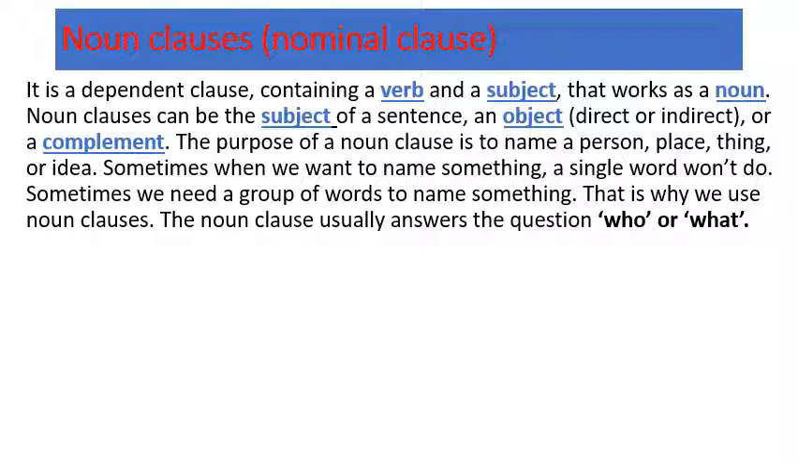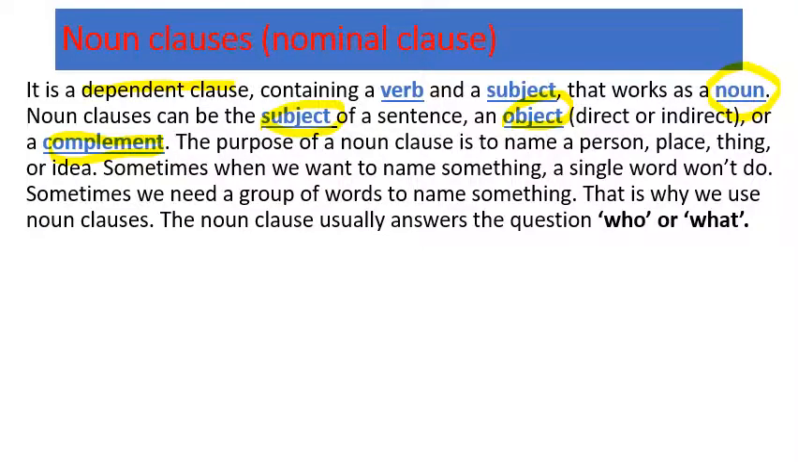Okay, as we said earlier, it's a dependent clause, and it has a verb and a subject. Why do we call it noun clauses? Because it works as a noun. Noun clauses can be either the subject of the sentence or the object of the sentence or the complement. Again, it is called a noun clause because it occupies the position of a noun.